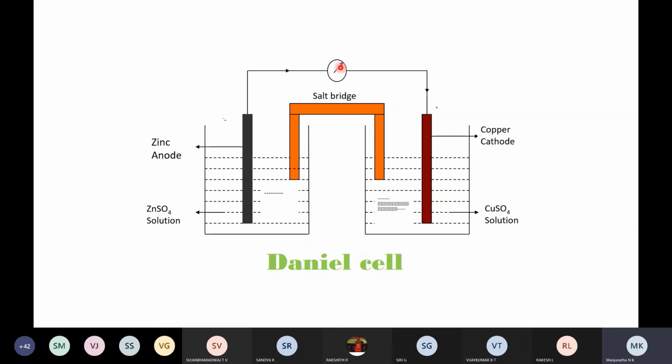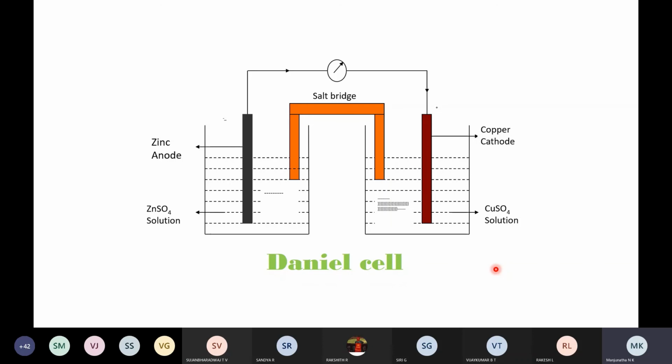A Daniell cell is an example of a galvanic cell, in which it consists of two containers. One is placed on the left hand side, another is placed on the right hand side, in which the left hand side container consists of a zinc electrode immersed in a zinc sulfate solution, and the right hand side container contains a copper rod immersed in a copper sulfate solution, in which both containers are internally connected using a salt bridge and externally connected using a metallic wire with a voltmeter. This is the construction of a Daniell cell.